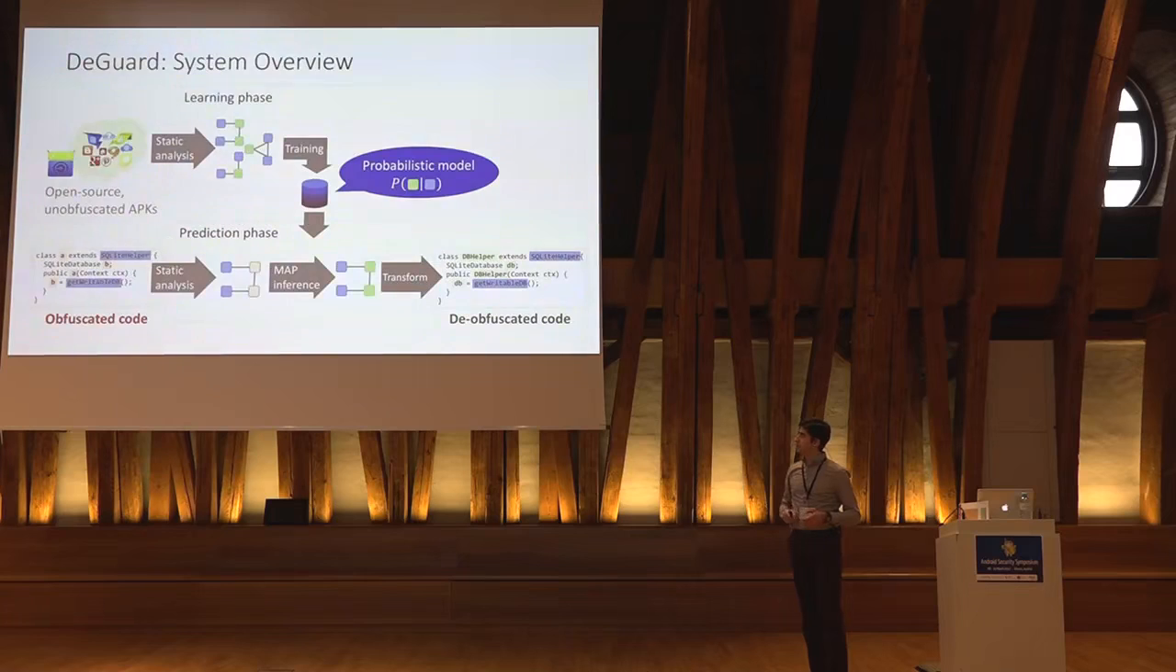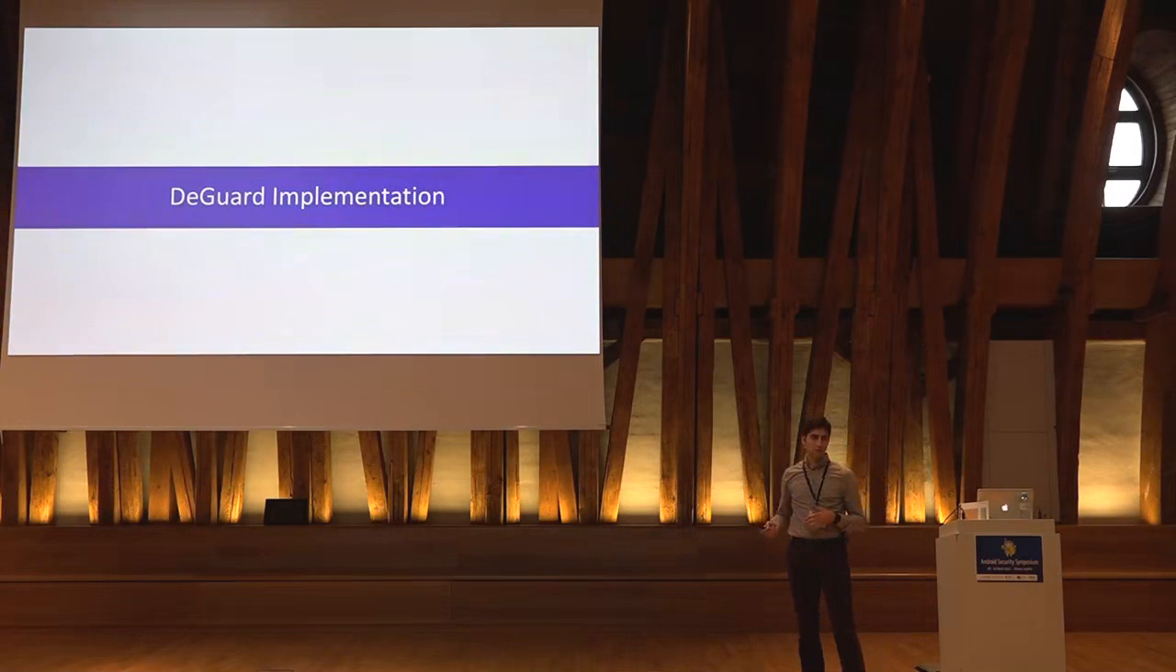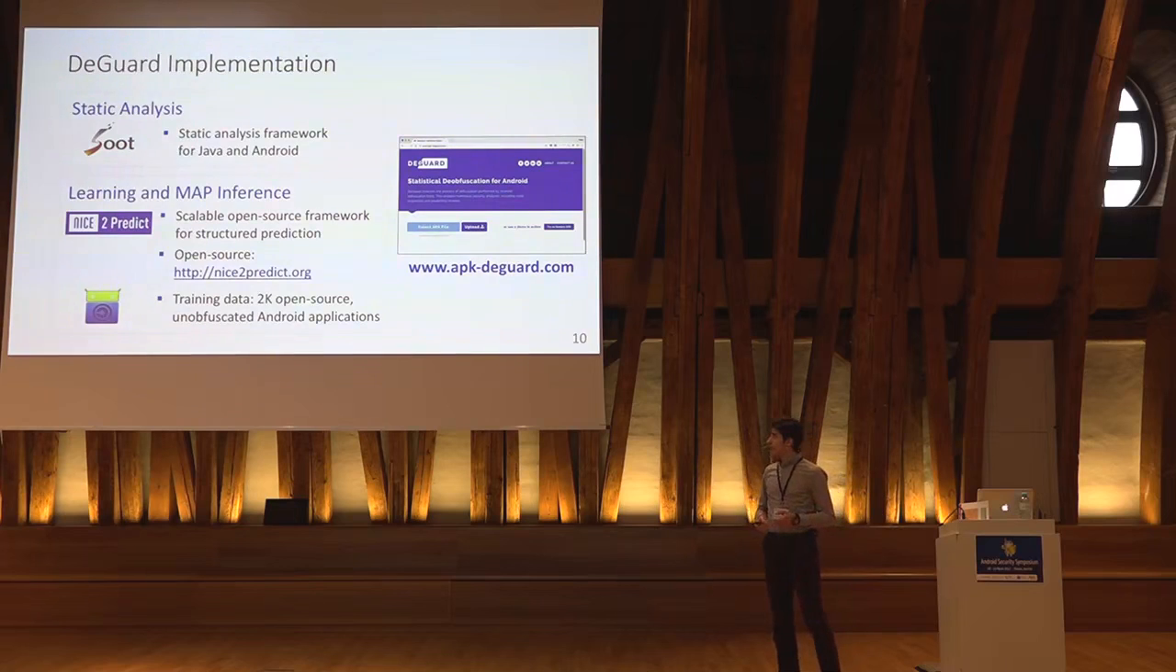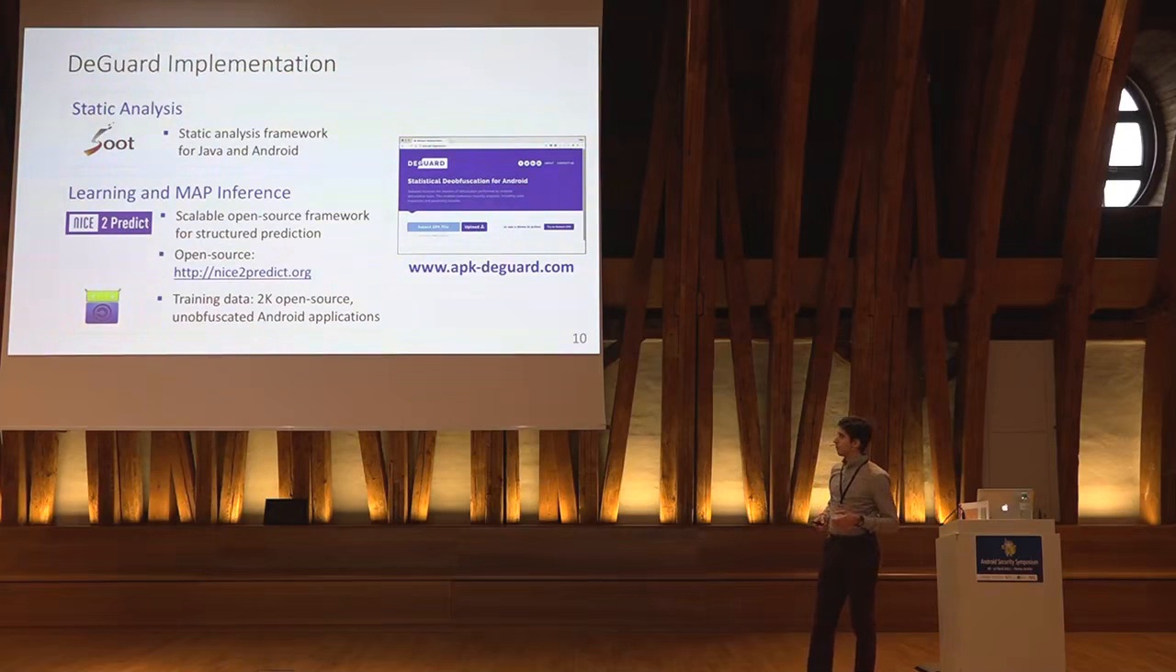All right, so this gives you a rough idea of how this DGuard system works. Next, I'm going to talk a little bit about how we implemented this and how well it performs in practice on real applications. For the implementation, for the static analysis part, we use Soot, which is a popular static analysis library for Java and Android. And for the learning and the map inference parts of the system, we use the Nice2Predict framework, which was developed in our lab. This is a very scalable open source framework for structured prediction. It is open source. You can find it at nice2predict.org. There are many examples, so I urge you to go and check out how it works.